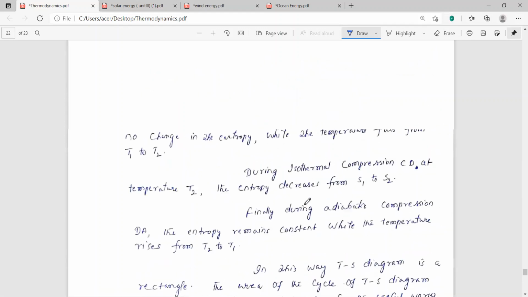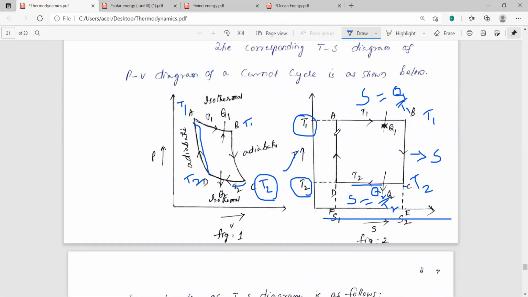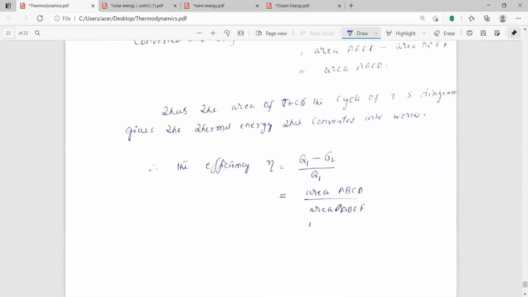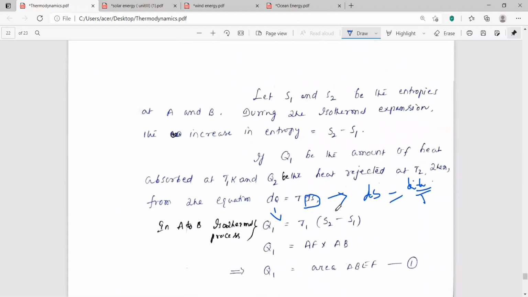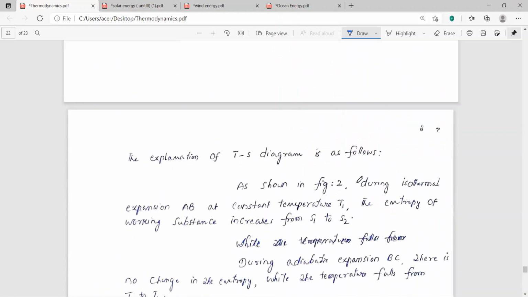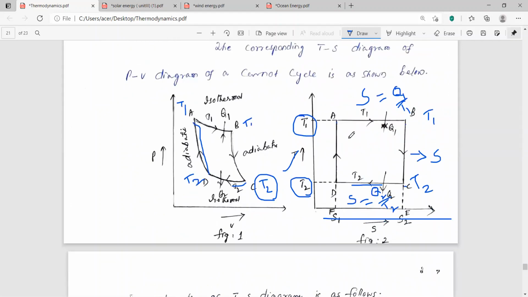So what is T1 here? T1 can be written as AF, from the x-axis to A. So instead of T1 we can write AF. Now S2 minus S1. You see, this is S1. At A, the entropy is S1, and at B, let the entropy be S2.